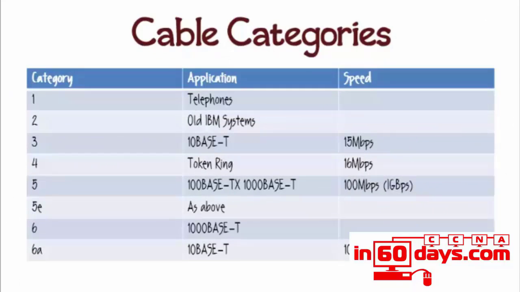Alright, so just a table really showing you the category of cables. It goes further past 6 now, I think there's a category 7, and the application they're used for. So category 1, 2, 3, 4, not really used anymore. Category 5 and above is used mainly for Ethernet networking.